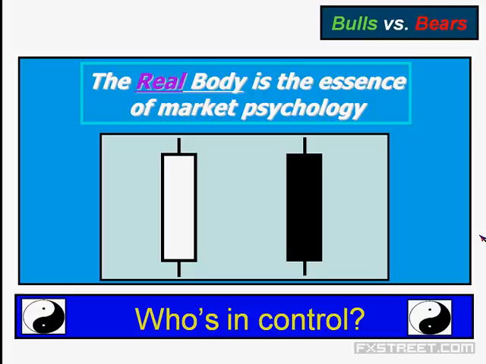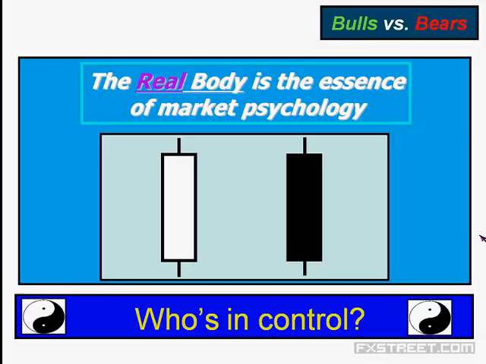When we look at the real body, keep in mind it's the essence of market psychology. This is a battle between bulls and bears, buyers and sellers, demand and supply. Whichever term you prefer, this is what we're looking at every single day when we look at a chart.